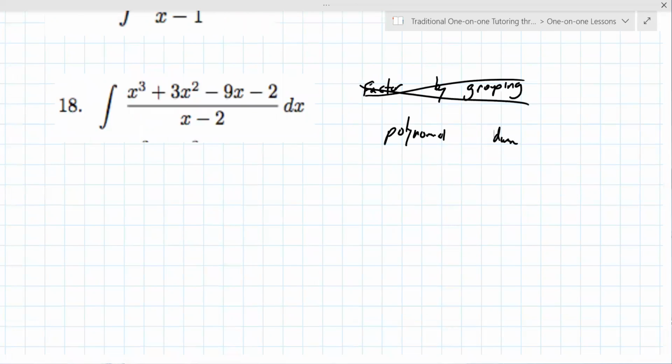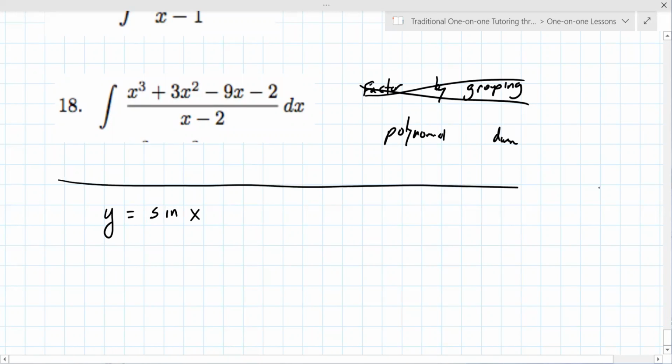So the rest of this is kind of moving into some trig stuff. And I like to do it this way. Let's say y is sine of x. Your y prime is cosine x. Your y double prime is minus sine x, and your y triple prime is minus cosine x, and then it repeats.